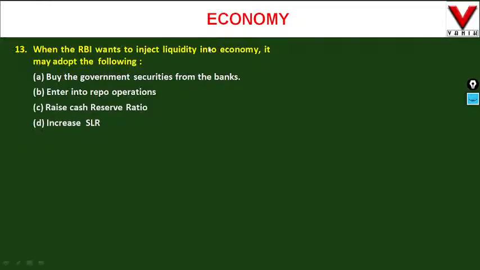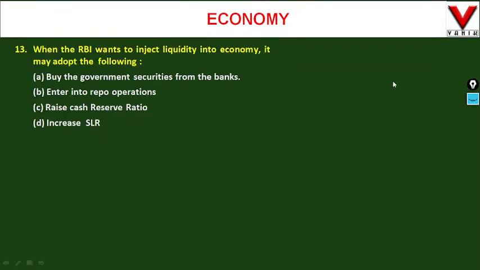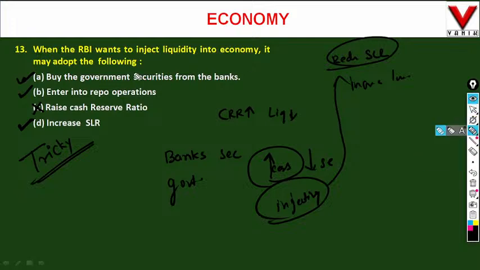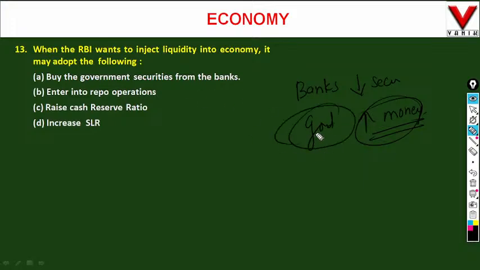Now, the answer will be buying the government securities from the banks. What will happen when banks give back the securities? The government will pump them with money. So thereby the government is injecting liquidity with the help of RBI.